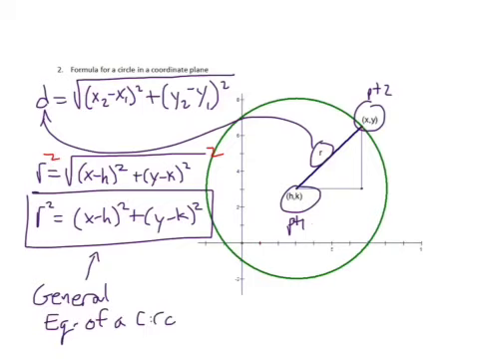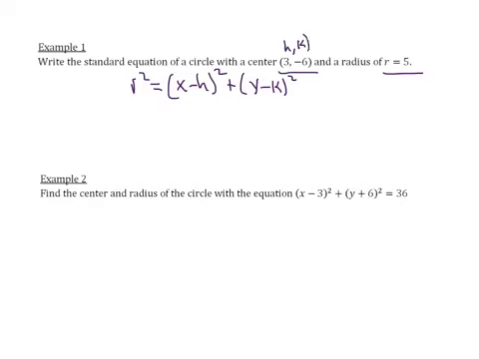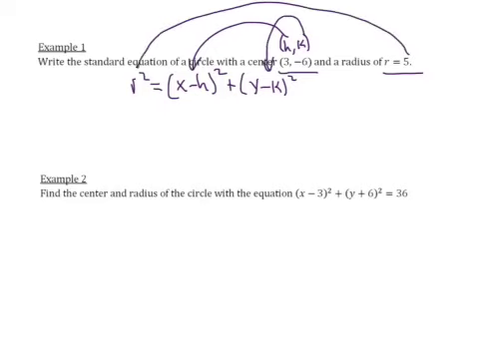All right, now let's see how we use it. So a couple quick examples here. We need to find the standard equation of a circle with a center at 3, negative 6 and a radius of 5. So basically all we're doing here is plugging it in. We know our formula says this: r squared equals x minus h squared plus y minus k squared. Remember that h, k is just the center. So all we're going to do is plug these guys in.